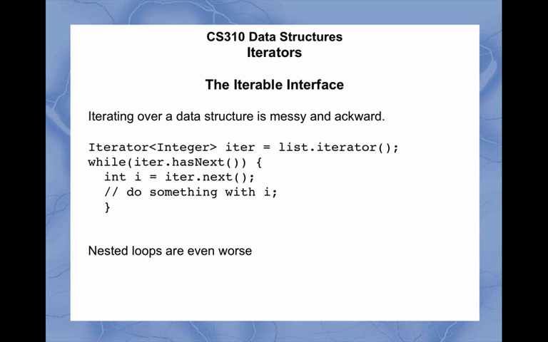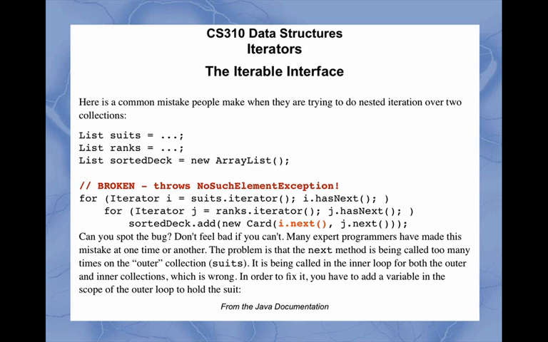Here's the problem. Iterating over a data structure is messy. So the standard method, which we just looked at in the driver, you get the iterator by calling the iterator method. Then you have a while loop, or you could have a for loop if you wanted to. While iter.hasNext, and then you loop through and do something with it. Nested loops make the situation even worse. So I have copied this piece here from the Java documentation provided by Oracle, and I think this is a great example about how awkward and difficult using this standard method for approaching iterators is.